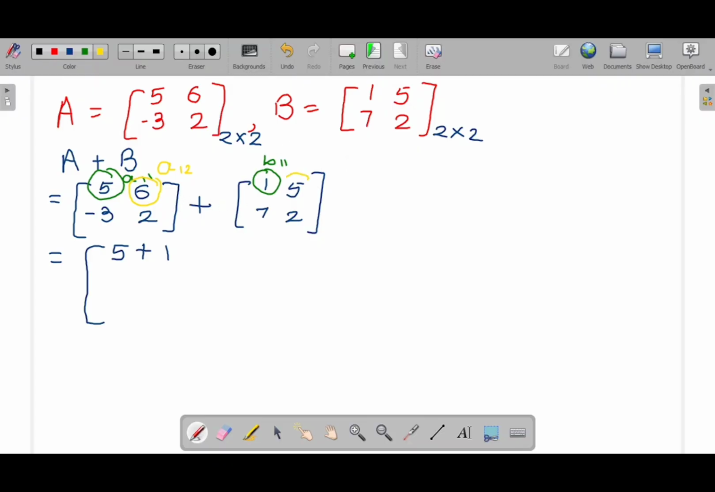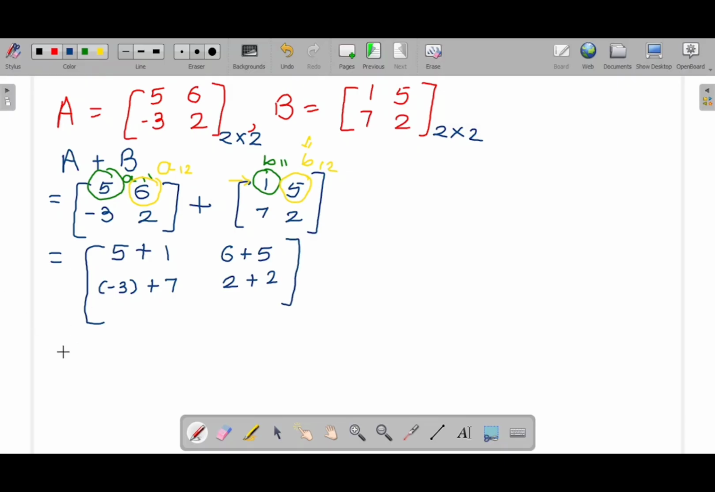Yes, it is 5. You can see it is in the first row and in the second column, so it is called B12. Here I have to add A12 with B12. This is called corresponding, so correspondingly we add the numbers. Now you can check on your own: -3 plus 7. Similarly, for the fourth element, it will be 2 plus 2.